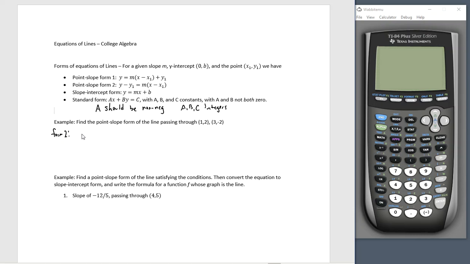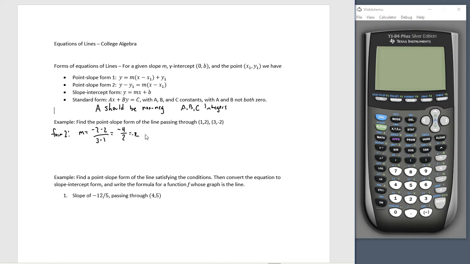Using form 2, we need to figure out our slope. In order to find the slope, we subtract the y values, and then we subtract the x values in the same order. Negative 2 minus 2 is negative 4. 3 minus 1 is 2. Negative 4 divided by 2 is negative 2.